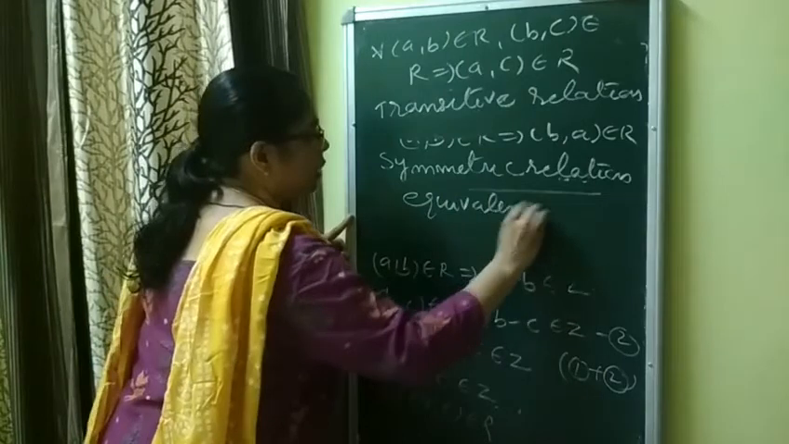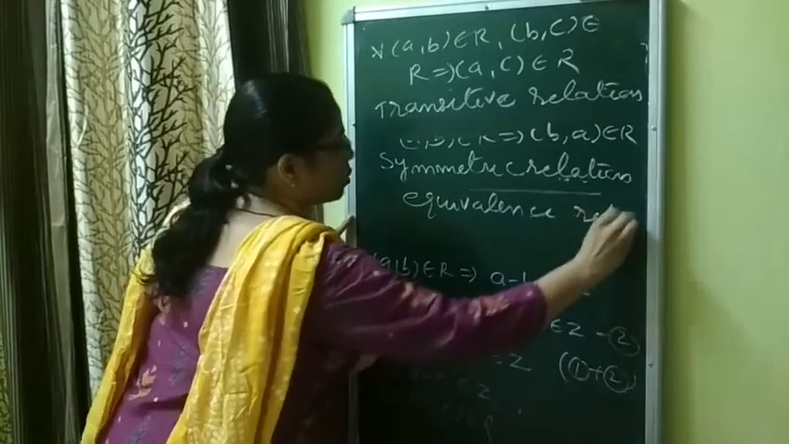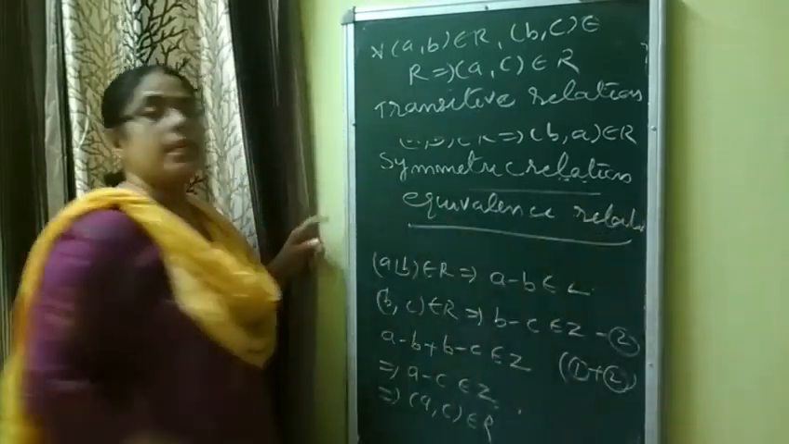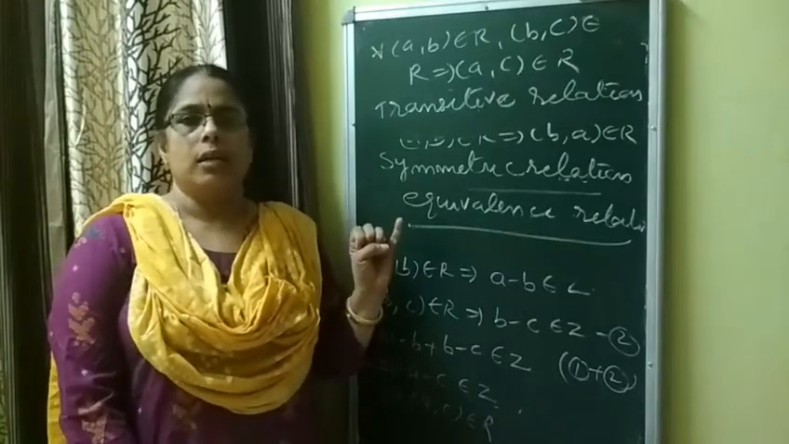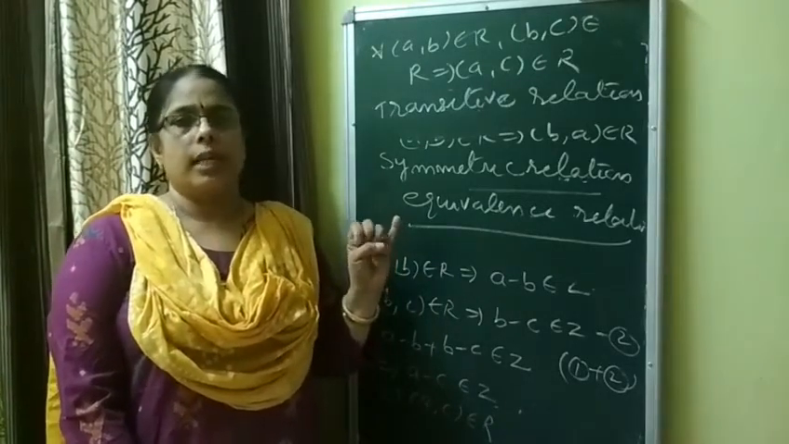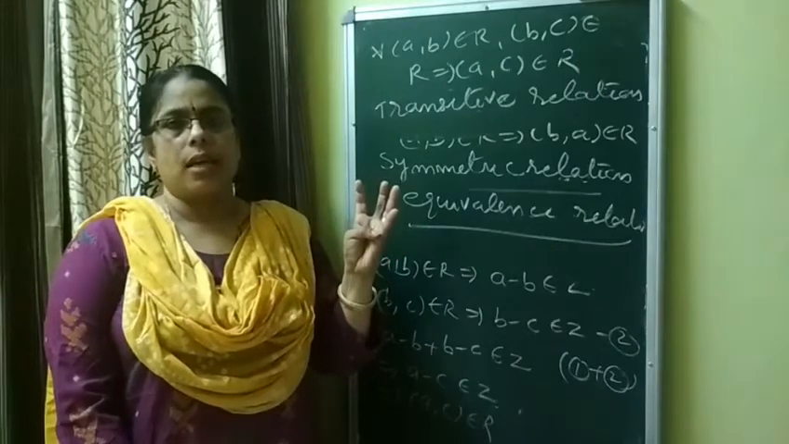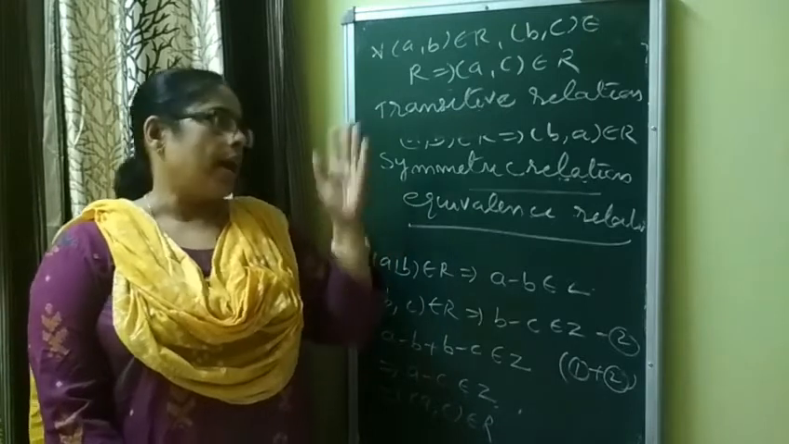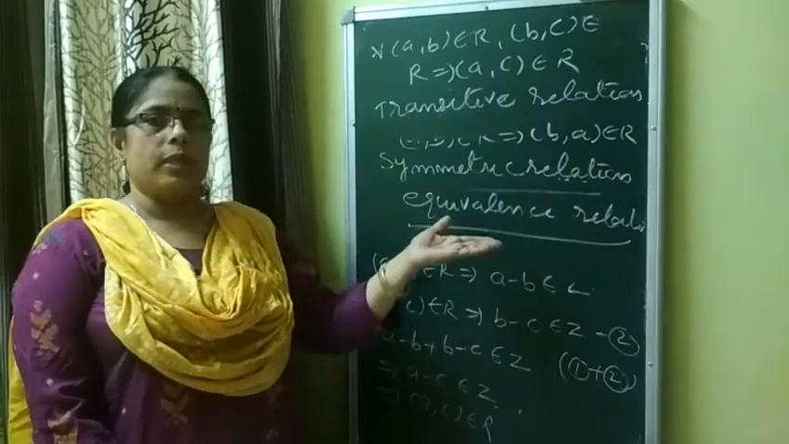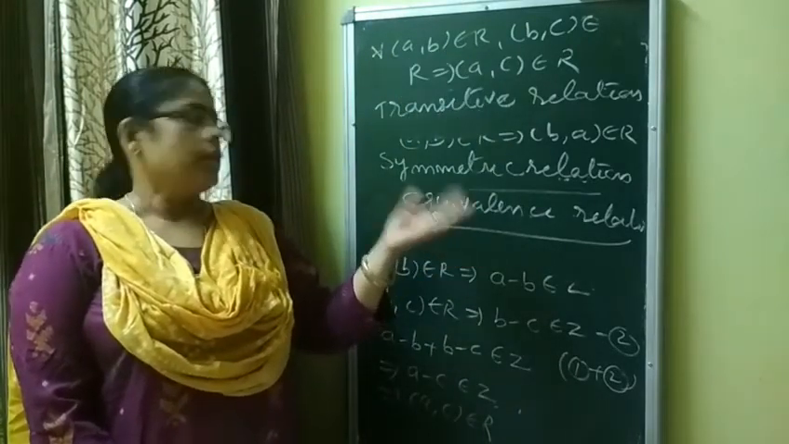Equivalence relation. This question is from the miscellaneous exercise of the NCERT book. Today we have studied about diagrammatic representation of relation. First one is the graphical one. Second is the arrow diagram, finding domain and range, and proving reflexive, symmetric and transitive relation and equivalence relation.